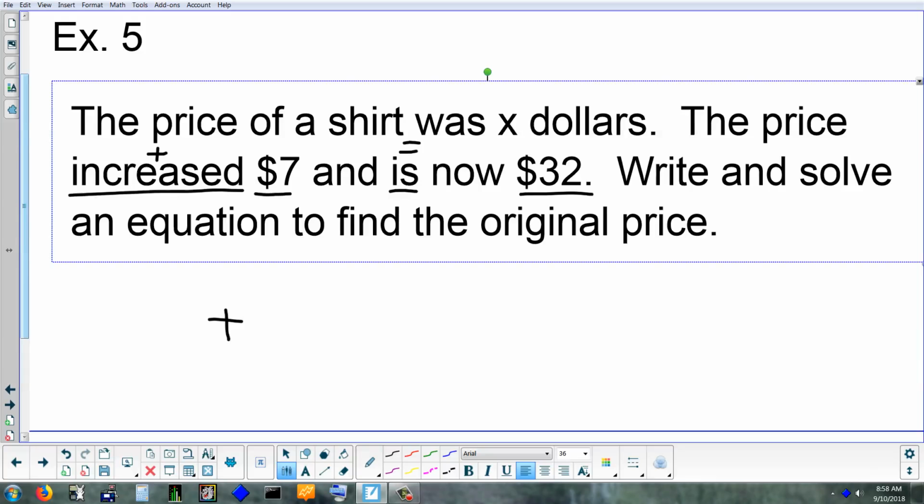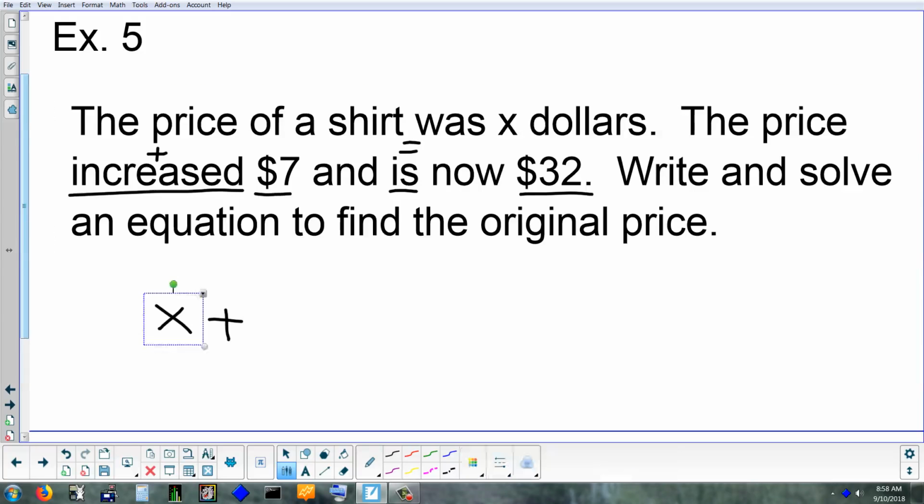Here's something else. Yep, Melanie? The price of the shirt. The price of the shirt is increasing by $7. What's the price of the shirt? Ellie? X. So X, we don't know yet. The price of the shirt is increasing by $7. Whoops, I kind of jumped ahead a little bit. So that's increasing by $7 and is 32. There's your equal sign, 32.